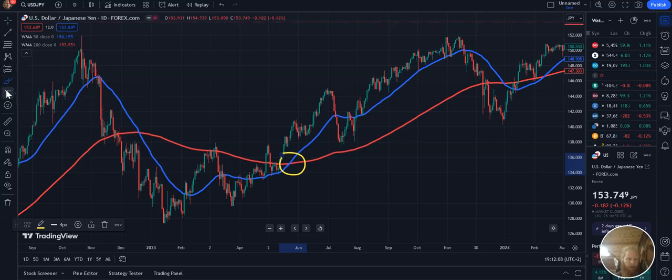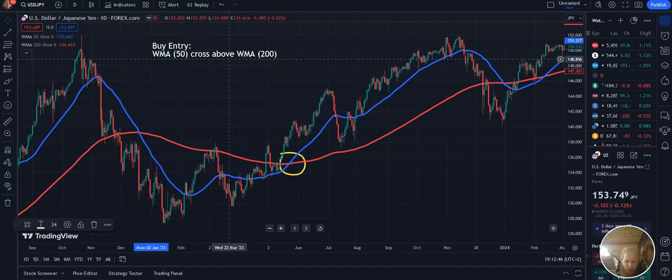And so it is easier for you, I want to write it down. Buy entry. Very simple. When the 50 period WMA crosses above the 200 period WMA, we are taking a buy trade. It is as simple as any strategy can get.